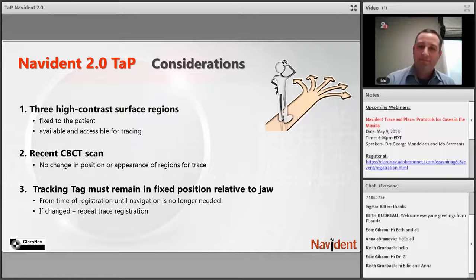And thirdly, once we did the trace registration and verified it is accurate, we need to make sure that the tags remain in fixed position relative to the patient's jaw. As always, we need to perform regular accuracy checks prior to each drilling to make sure that the tracking is still accurate. If it is not accurate, we simply need to repeat the registration.